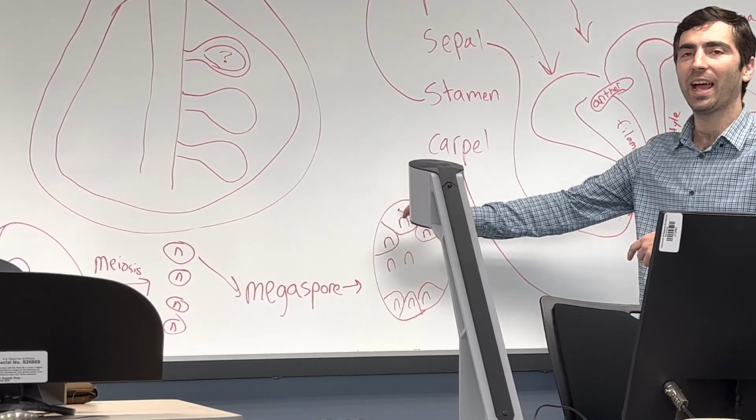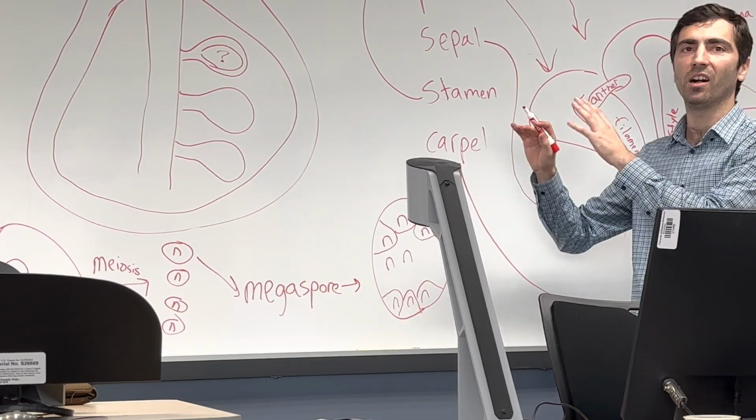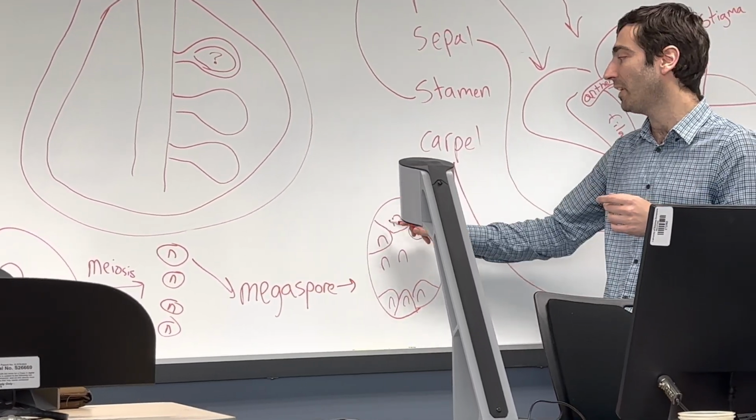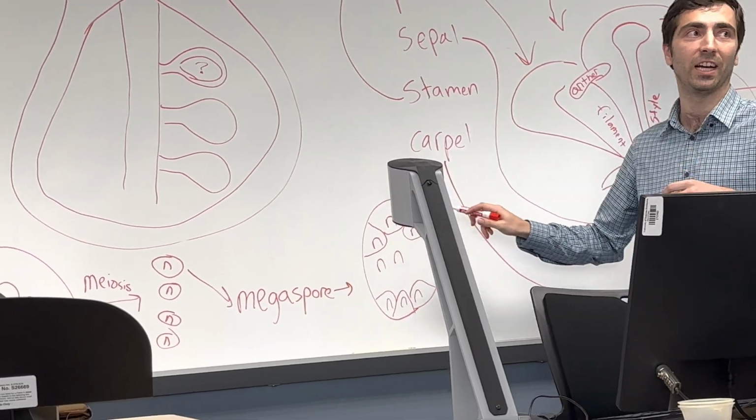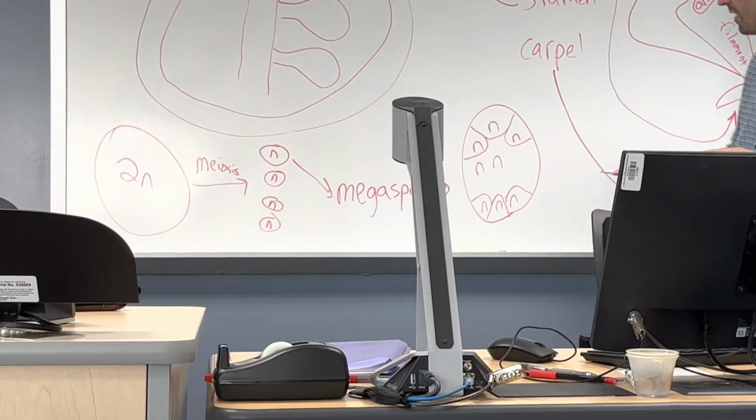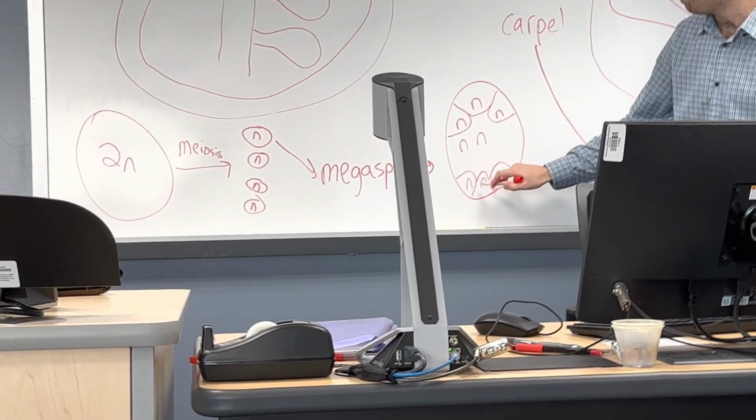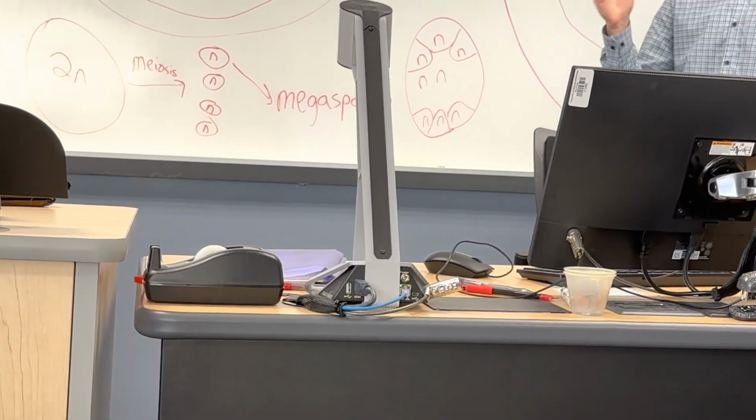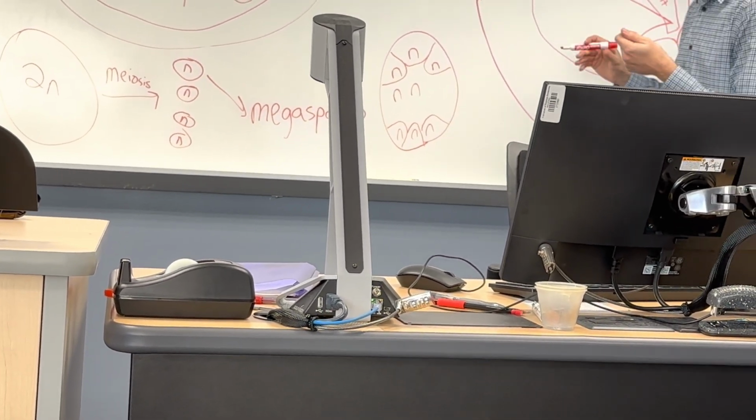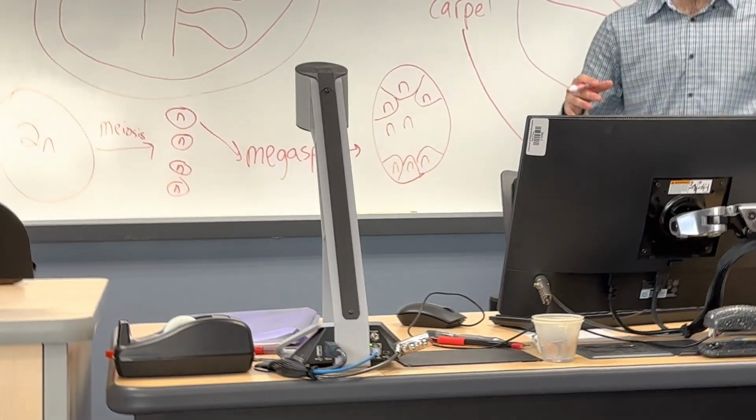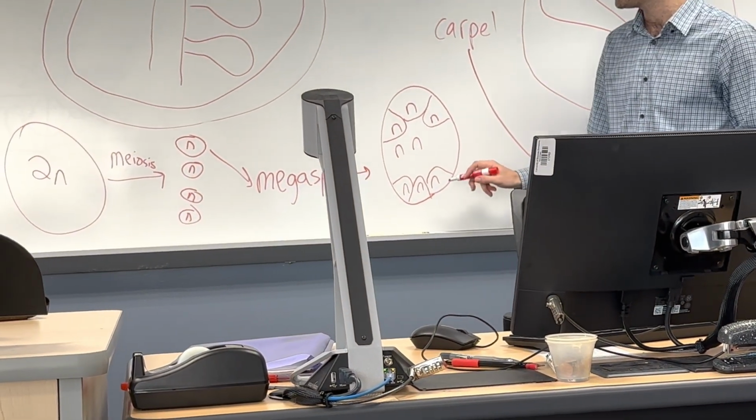These 3 at the top form what are called antipodal cells. Nobody actually knows what they do, so you don't even really have to worry about those. They just do something else. Then this will form what's called the endosperm eventually. This is going to develop into the food for the developing zygote once it gets fertilized.